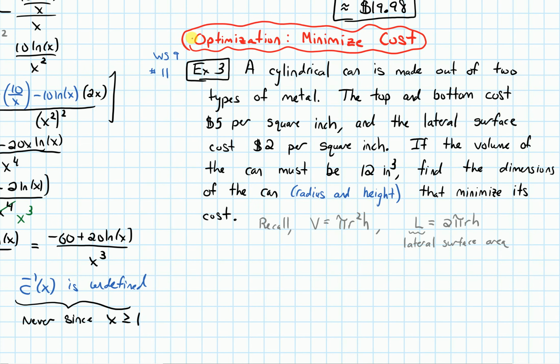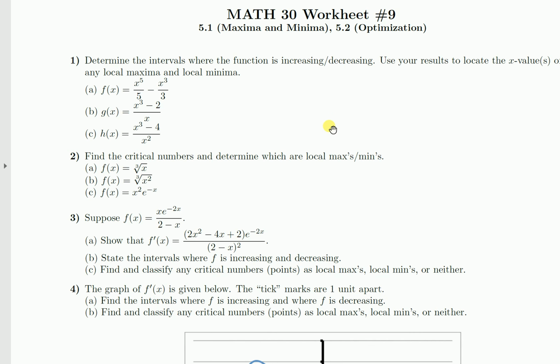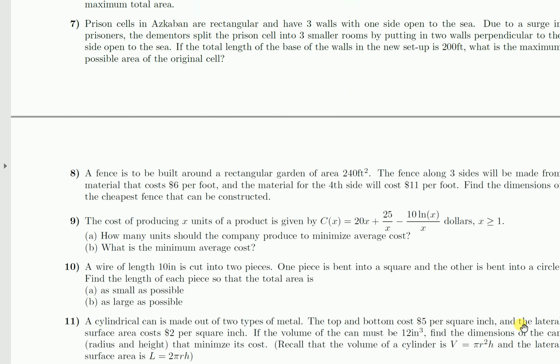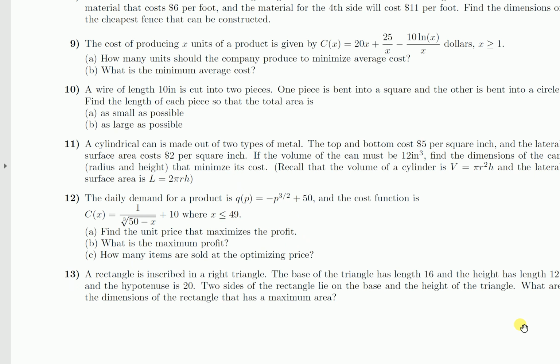In this video, we will look at an optimization example where we minimize the cost. This is a problem from worksheet 9, question number 11. For reference, here is worksheet 9 on sections 5.1 and 5.2. There are a bunch of optimization practice problems here, and we're going to be looking at question number 11.